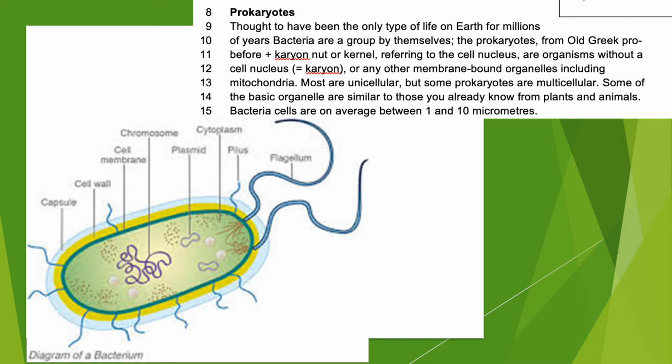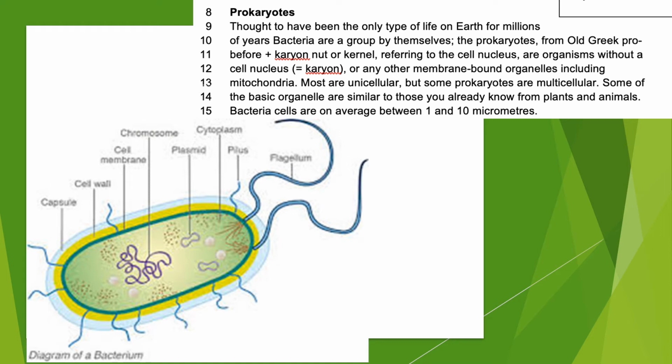So if we look at prokaryotes, I'm not going to get another photo because you can kind of tell prokaryotes from this. You'll see that it's very different. The first thing you'll notice is it has much fewer organelles than a eukaryote, and that's because bacteria have a different way of living. They can get their energy in different ways, but that's not to say that they are completely different. Prokaryotes are thought to have been the only type of life on Earth for millions of years, and bacteria are kind of their own little group.